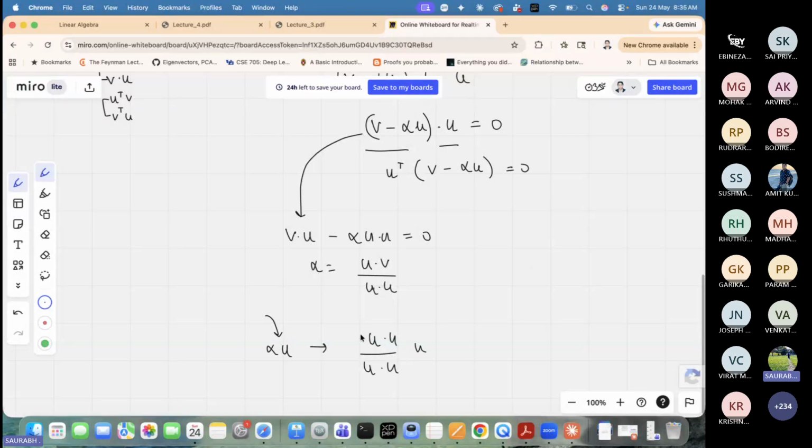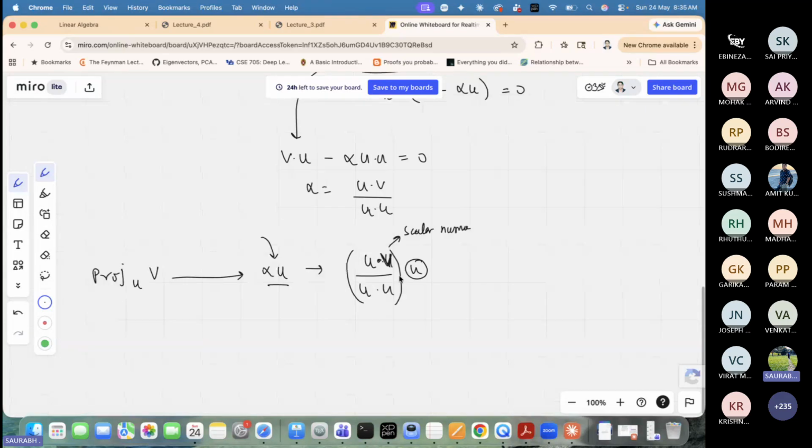Now think of it. This is a scalar number. This would be a scalar. So what you're saying is the projection of the v vector in the direction of u is alpha u, and that formula is, sorry, this is u dot v, not u dot u. u dot v divided by u dot u, into the vector itself, right? So this is a scalar number into the vector u.